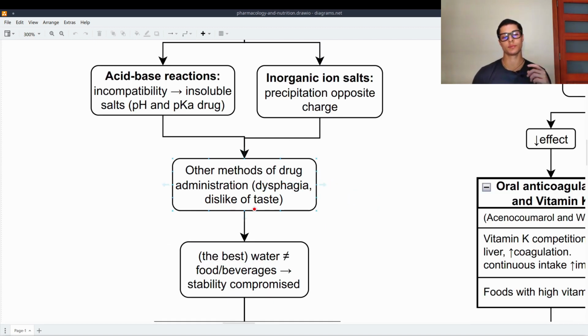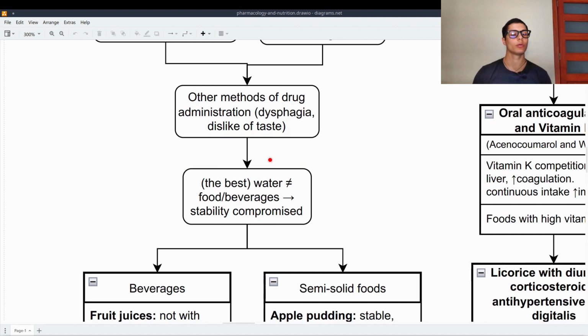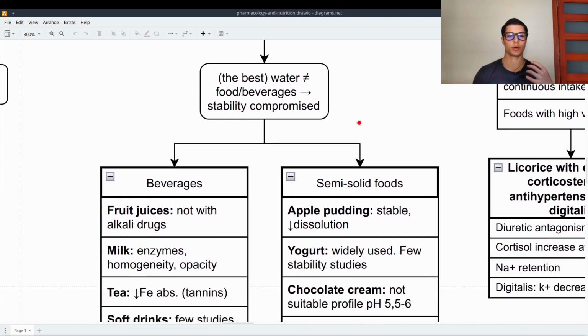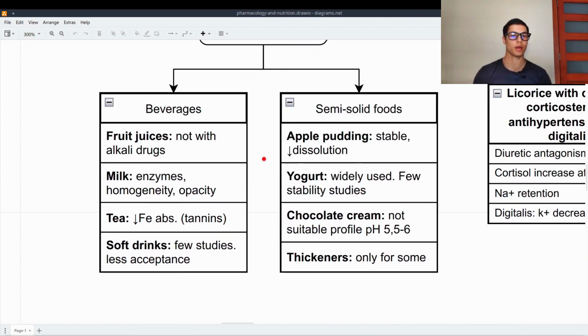There are many reasons for altering the methods of drug administration, for example, when someone has dysphagia, dislike of the taste of the drug, whatever. So knowing that, the best way to take a drug is with water, and that is not equal to food or beverages, because food and beverages can compromise the stability of the drug. So for example, you don't like the taste of the drug and you cannot swallow it by yourself because you have principle of dysphagia. Well, you will probably take it with food and beverages, and you have to keep in mind that these can interact with the drug.